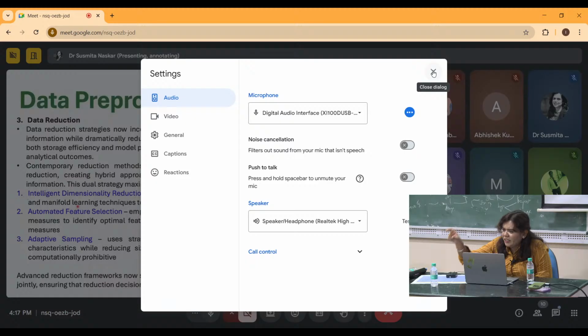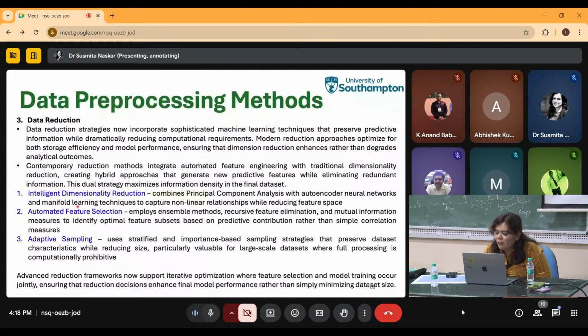So the key takeaway from this modern data reduction, compared to the conventional one, is that they integrate feature selection. They also use model training intuitively. And this ensures that our reduction choices improve the final model performance. We are not only concerned about the computational cost or reducing the data set, but we also need to be very careful about the final model performance, rather than just reducing the size for the sake of it. So performance is very, very important when we talk about reducing the data.